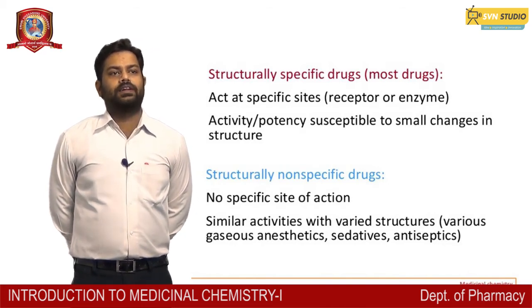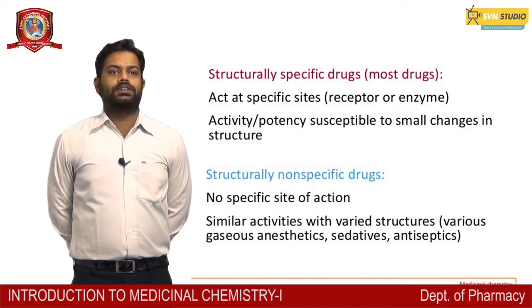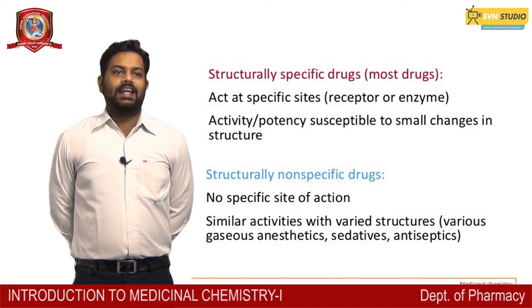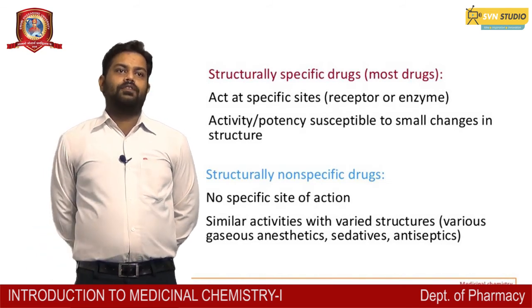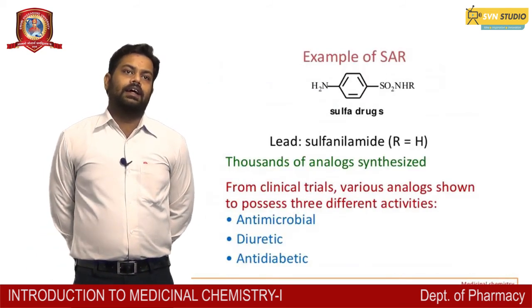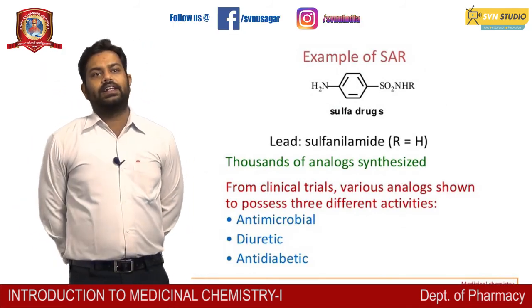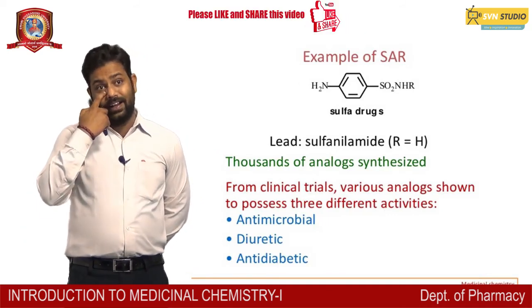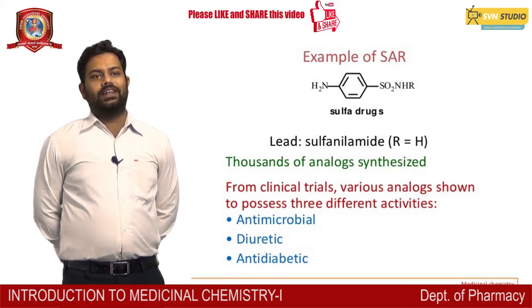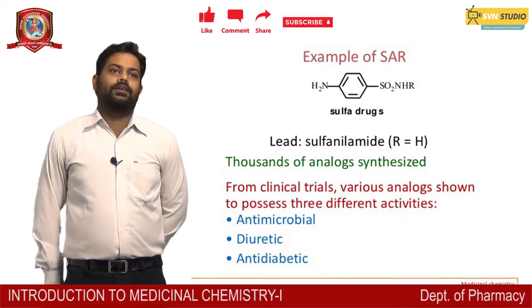Structurally non-specific drugs have no specific site of action, and similar activities arise with varied structures, such as various gaseous anesthetics, sedatives and antiseptics. An example of SAR is the sulfa drugs: thousands of analogs were synthesized from the lead sulfonamide, where R is equal to H. From clinical trials, various analogs were shown to possess three different activities: antimicrobial, diuretic and antidiabetic.